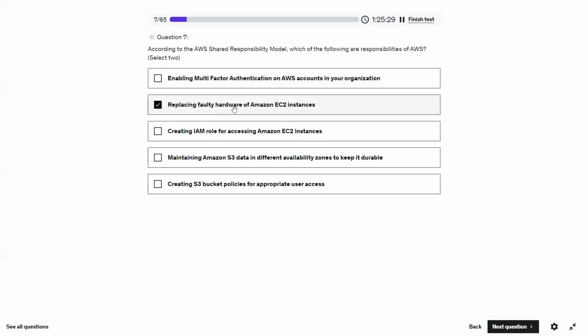Replacing faulty hardware? Definitely, because the hardware is maintained by AWS. So if it is faulty, then they will replace it. Creating IAM roles? No. Maintaining Amazon S3 data in different availability zones to keep it durable? Yes. Creating S3 bucket policy?